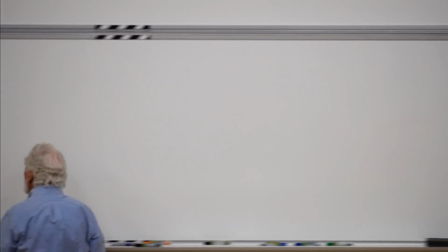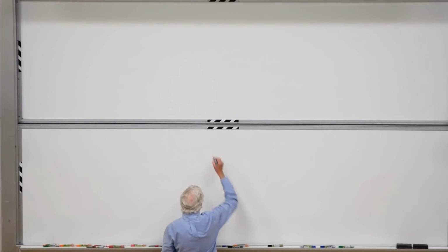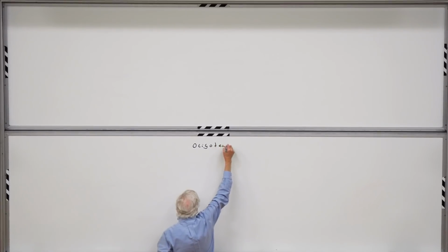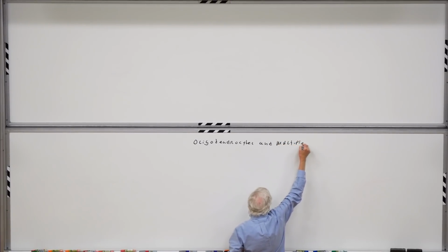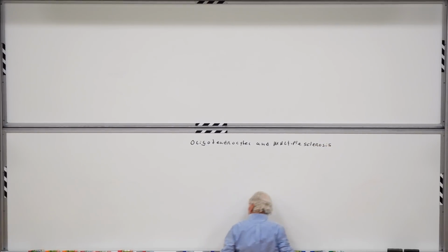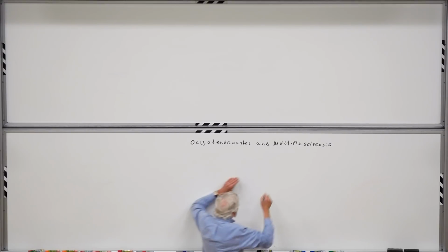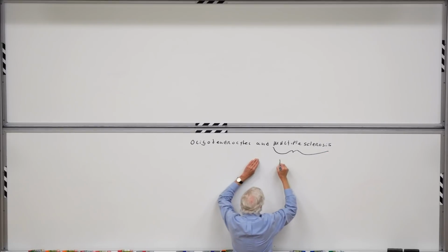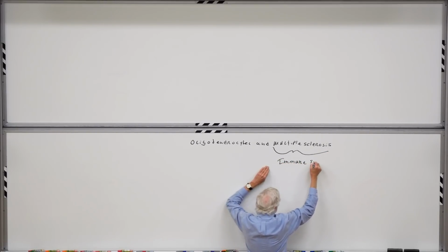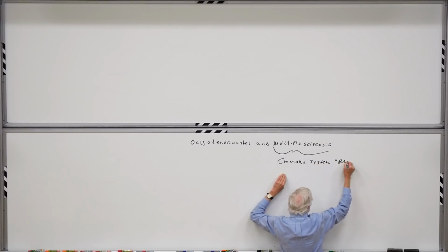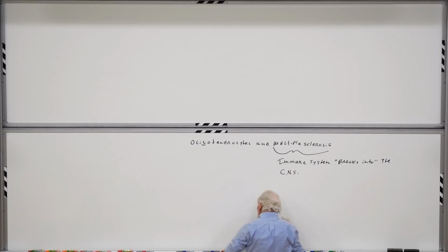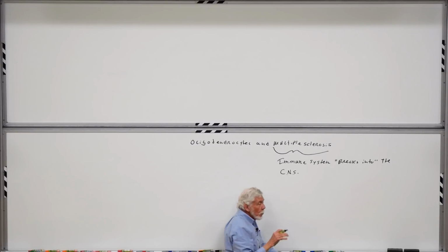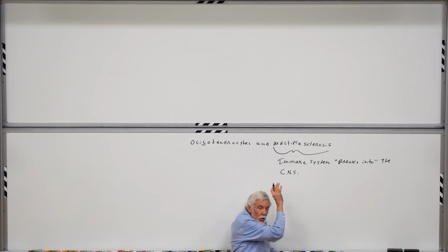But let's start here, I better start here, with oligodendrocytes and multiple sclerosis. Multiple sclerosis is a disease where the immune system, put this in quotes, breaks into the central nervous system. We don't know why this happens. We don't know why some people are more susceptible to it than others. We don't know why this seems to happen almost exclusively in northern latitudes, and if you live in tropical latitudes, it doesn't happen. There's a lot we don't understand.